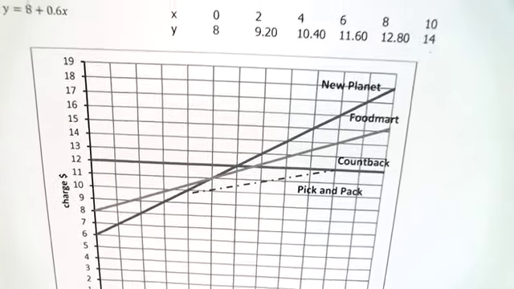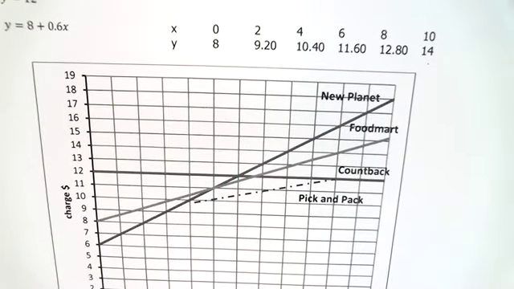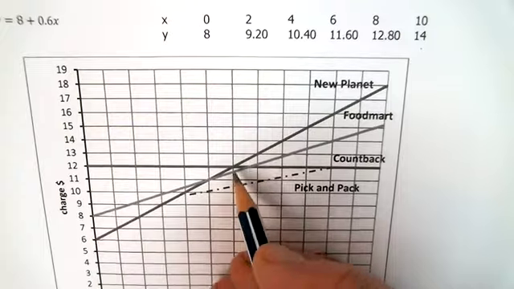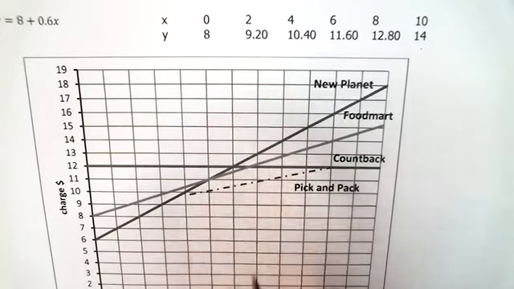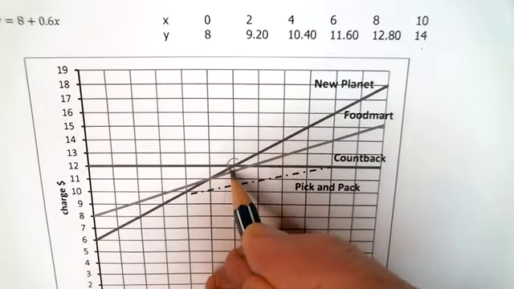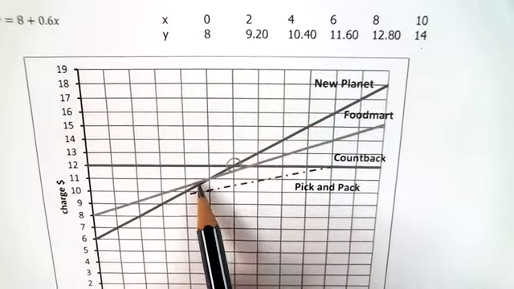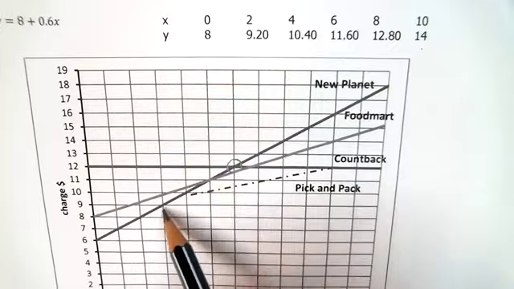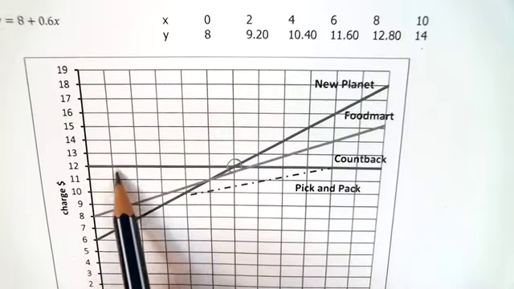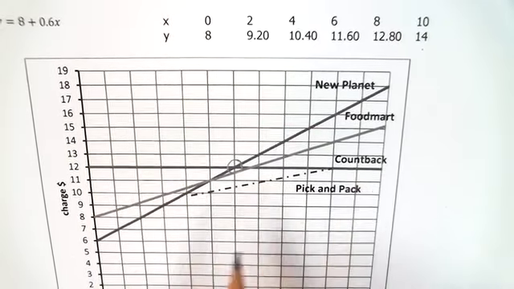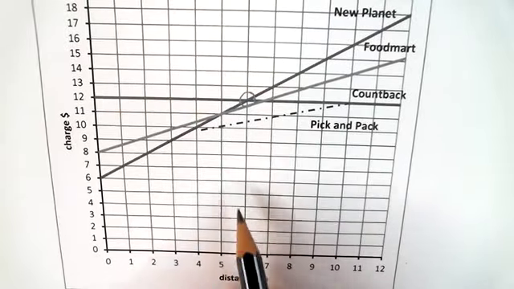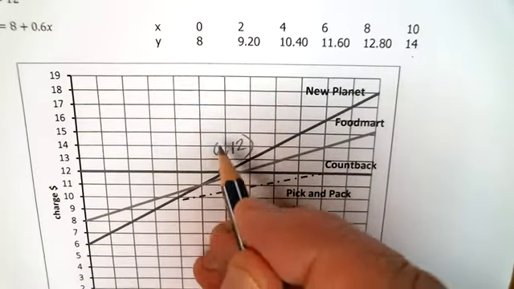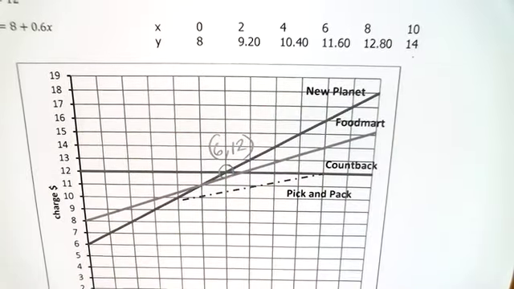So what you'd want to have here is first of all points of intersection. So, for example, let's start with this one here. There's a point of intersection here. If you're comparing New Planet, which is the thick black line, with the horizontal line of Countback, and at this point, by the way, is 6, 12. I'm actually going to put 6, 12 there. That's the coordinate of that point of intersection.